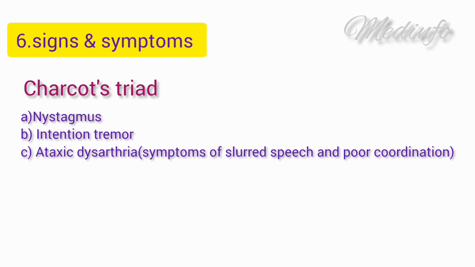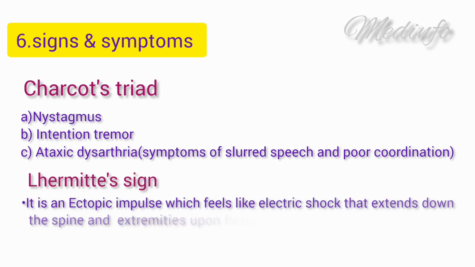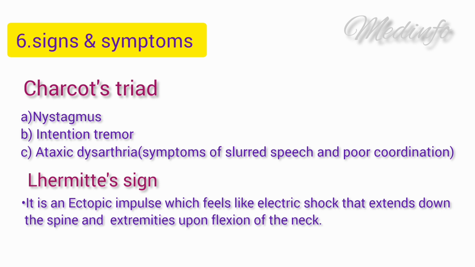Sixth one, signs and symptoms. We can see here Charcot triad, which includes nystagmus, intention tremor, and ataxic dysarthria, with symptoms of slurred speech and poor coordination. Lhermitte sign is an ectopic impulse which feels like an electric shock that extends down the spine and extremities upon flexion of the neck.